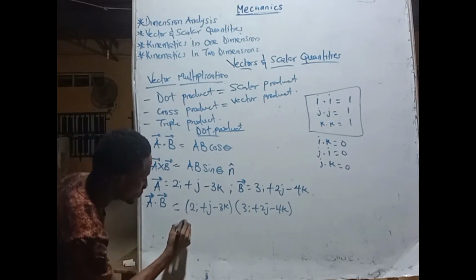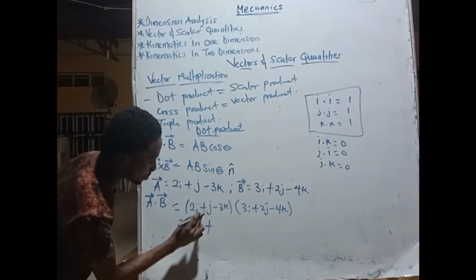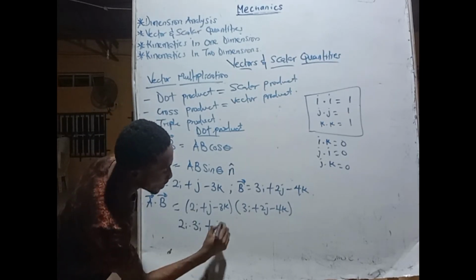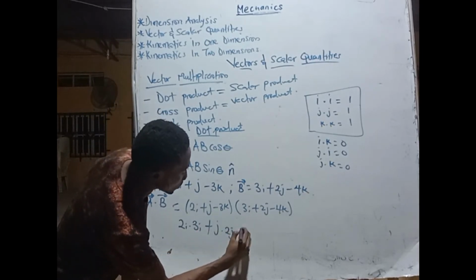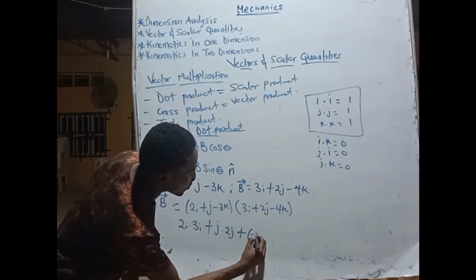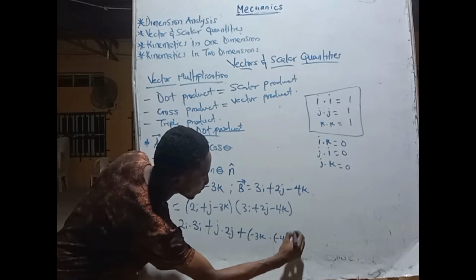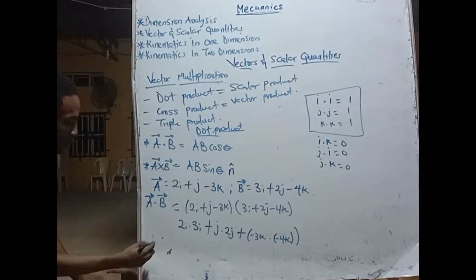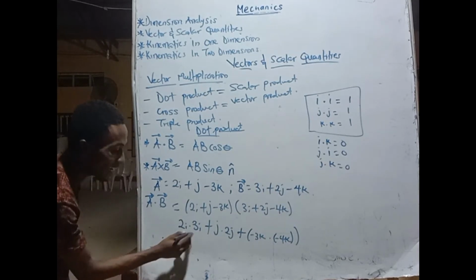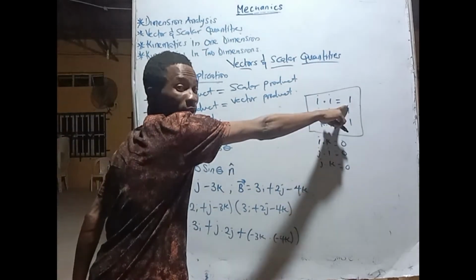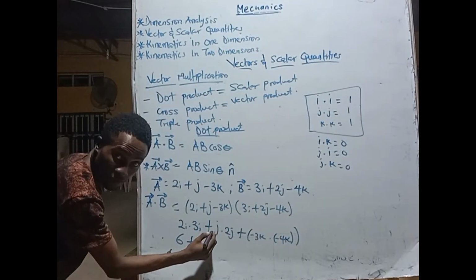2i dot 3i, plus j dot 2j. Hope you follow. Plus minus 3k dot minus 4k. All right, this is all we are doing. So 2i dot 3i gives 6. Remember, i dot i is 1. Plus there is an invisible 1 here.